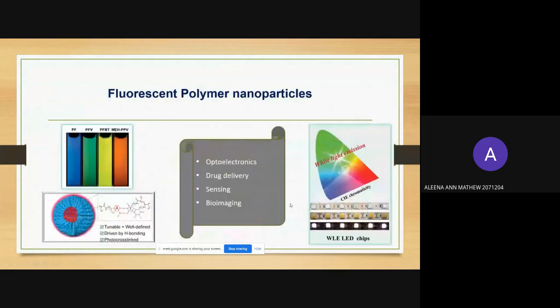So, fluorescent polymer nanoparticles can be fluorescent or non-fluorescent intrinsically. Different modifications of polymer nanoparticles help them to improve their fluorescence. Fluorescent polymer nanoparticles can be used in optoelectronics, drug delivery, sensing, bioimaging, etc.